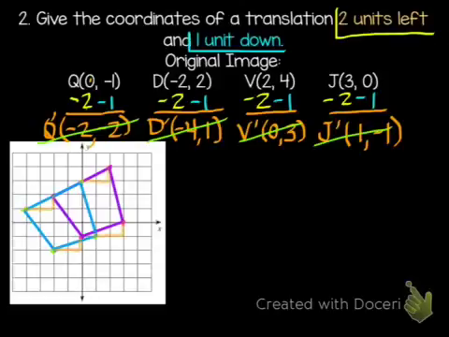So there is our translation, and you can see that each coordinate has gone down 1 and then 2 over to the left. So we have the correct translation.